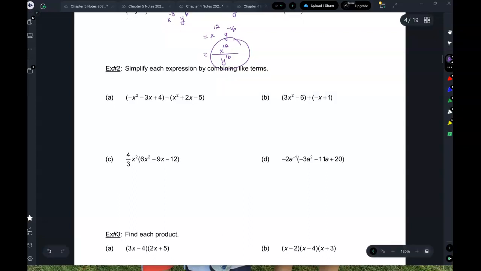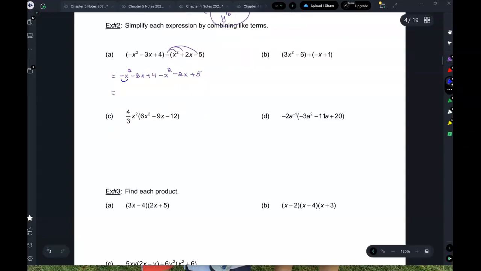Let's do A first. Look at this negative. I got to distribute that negative. So here I get negative x squared minus 3x plus 4 minus x squared minus 2x plus 5. Okay. Negative x squared, negative how many x squared? Negative 2x squared. Minus 3x minus 2x, negative 5x. Plus 4 plus 5 plus 9. How cute is that?